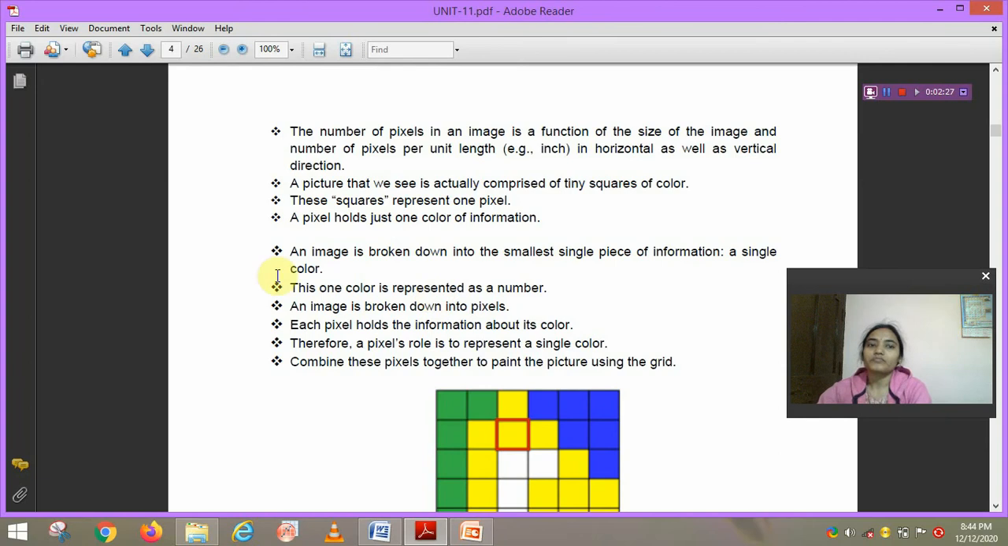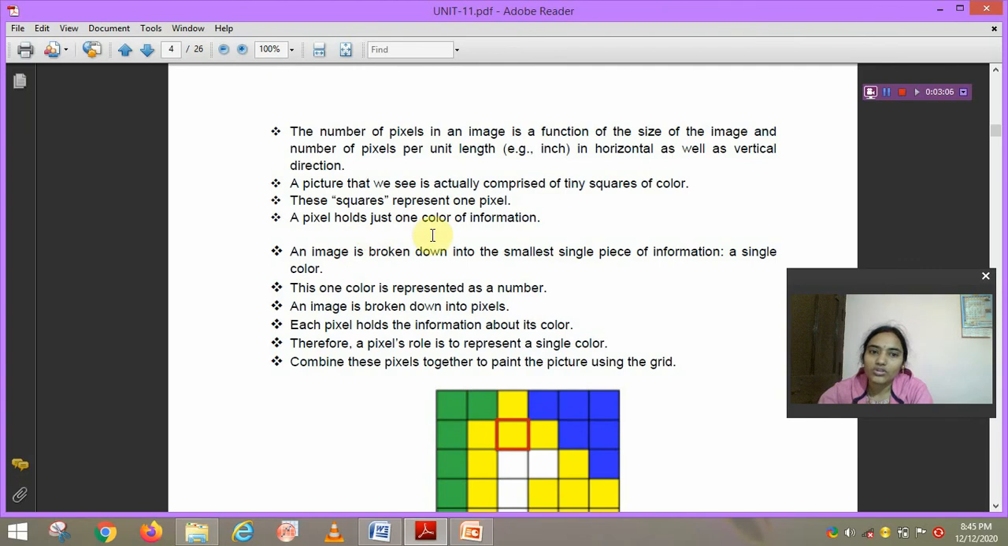A picture that we see is actually comprised of tiny squares of color. In the image, all of you saw, small squares are there. These squares each represent one pixel. That means however many squares there are, that many pixels there are. In one row here there are 6 pixels, that means 6 squares, so horizontally the length is 6 inches.